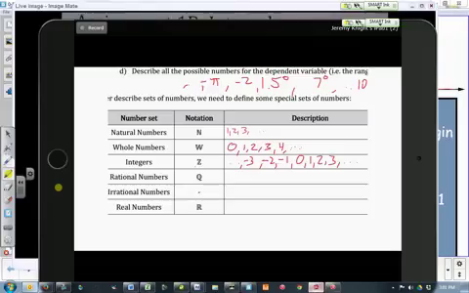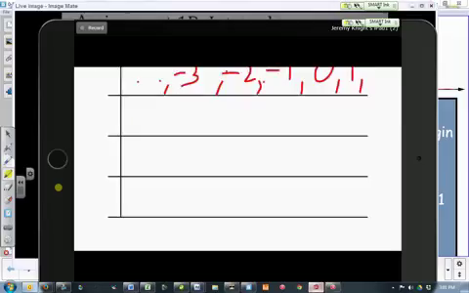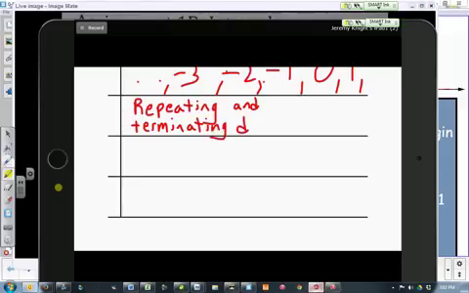Rational numbers. What are rational numbers? Rational numbers are numbers with a finite amount of decimals, or they repeat. Exactly. So they are repeating or terminating decimals. So maybe we should say pi would not be a rational number, because it doesn't repeat. No, it's irrational. Now, what mathematical word is in rational?